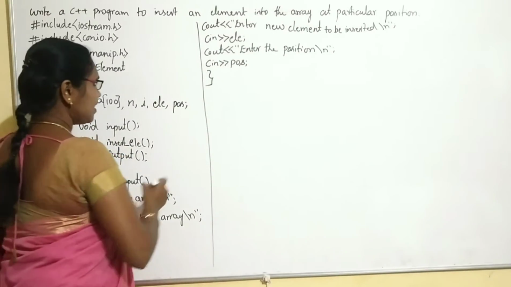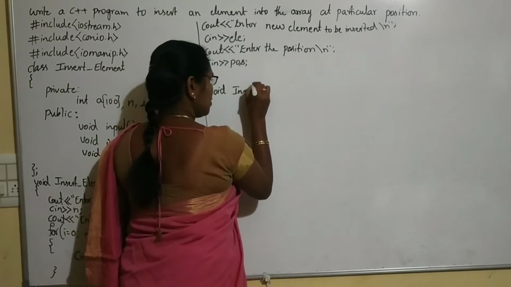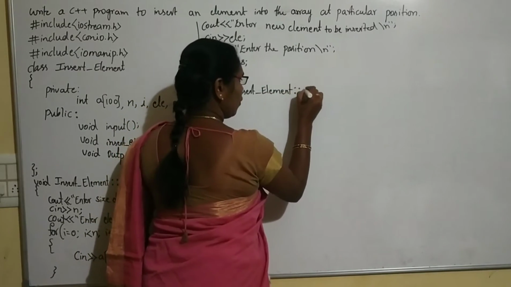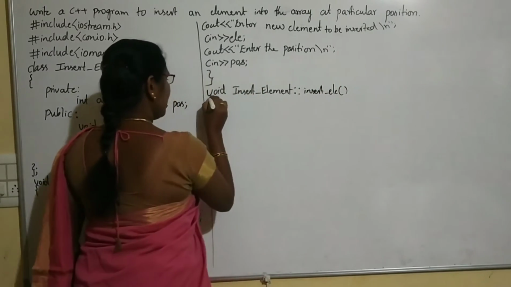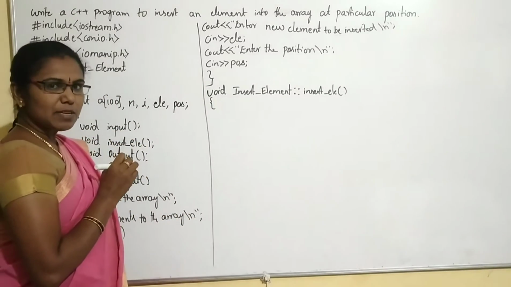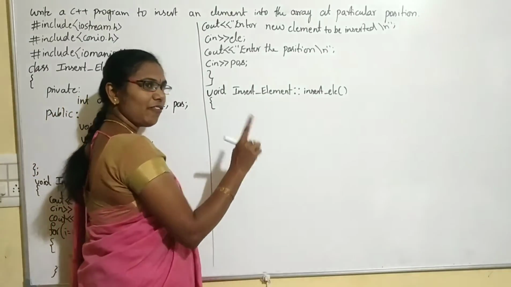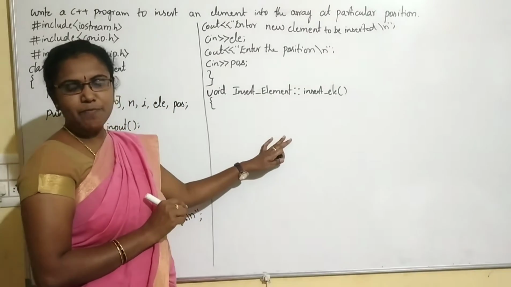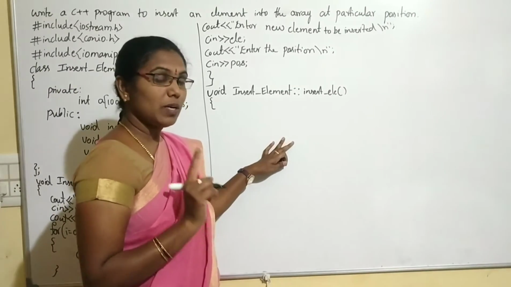Later we define the insert ele function. The return data type is void. The class name is insert element, followed by the scope resolution operator, followed by the function name. So in this function what are we to do? We write the algorithm steps, right? Before that I will give one clue. If the array has 5 elements, we insert elements from A of 0 to A of 4 position, right? Suppose the given position is 10. Is it a valid position to insert the element? No, it is an invalid position.